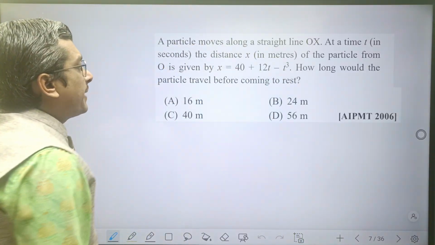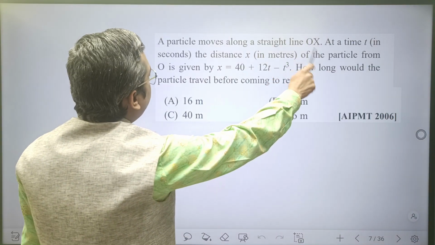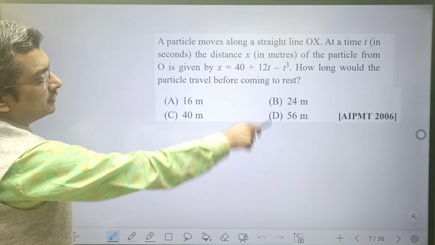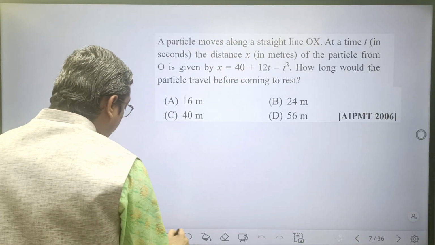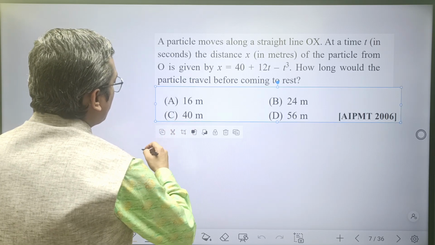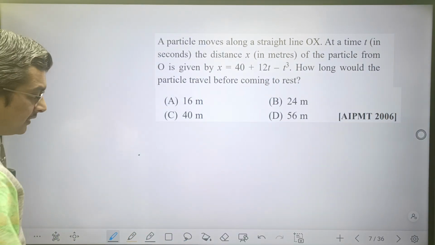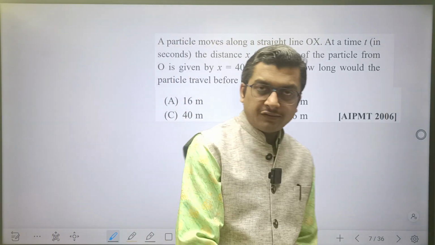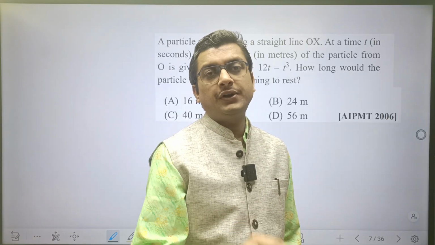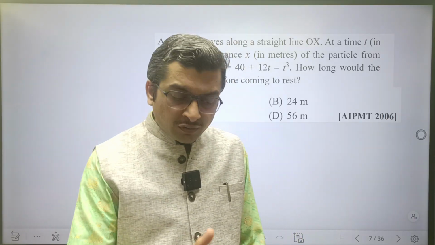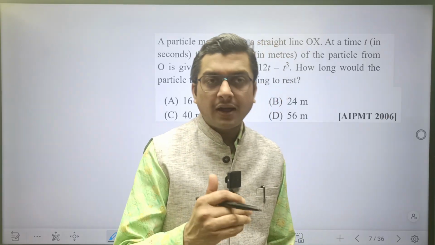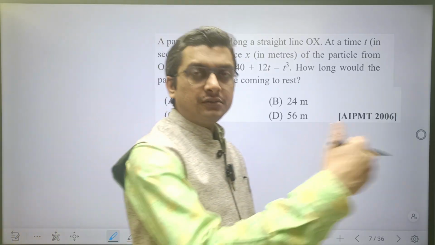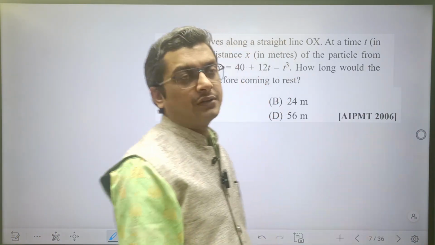Next. A particle moves along a straight line OX. At a time t, the distance x of the particle is given by x is equal to 40 plus 12t. How long would the particle travel before coming to rest? It means that when it comes to rest, at that time the velocity of the particle is 0. So first of all, we need to find the time after which the velocity of the particle becomes 0, and then we will find within that time interval the distance covered by the object, isn't it?